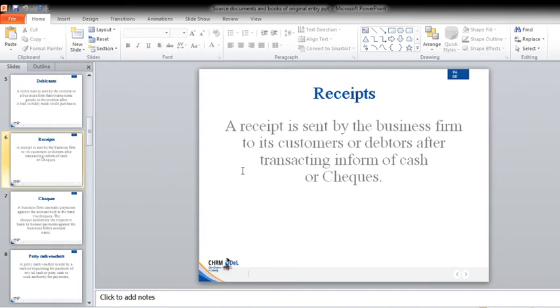Then we have a receipt. A receipt is a document that is issued whenever the business receives cash or checks. Anytime the business receives cash or check, you will find that it will have to issue a receipt. So a receipt is normally issued when cash is involved, but if it is credit, then it is going to be an invoice.